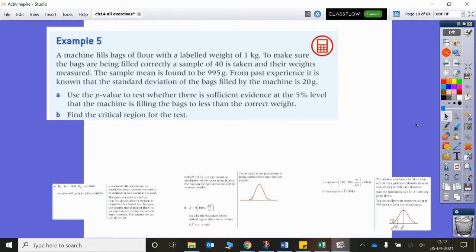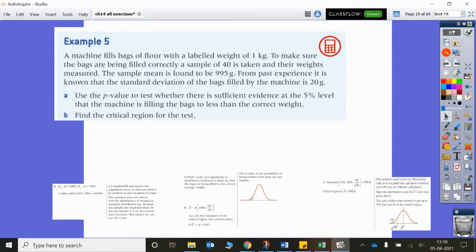Example 5 says a machine fills bags of flour with a labeled weight of 1 kilogram. To make sure the bags are being filled correctly, a sample of 40 is taken and their weights are measured. The sample mean is found to be 995 grams. So we can see this is obviously lower than the 1 kilogram that should be in these bags of flour.